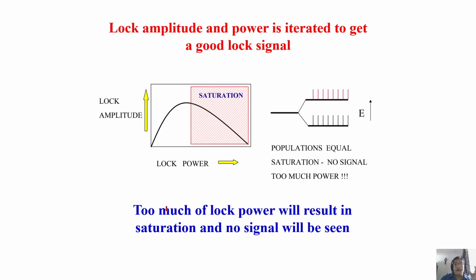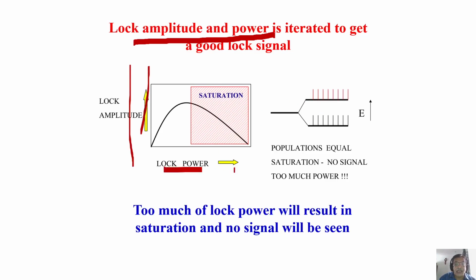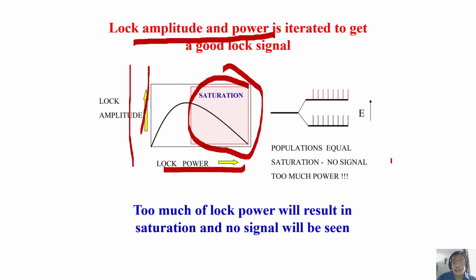All right. Now let us continue further. Remember, when you are locking the signal, lock amplitude and lock power are very important. These two parameters have to be iterated so that you get a good lock signal, and then after locking you have to ensure your signal will not get saturated. If you have higher lock amplitude or higher lock power, it may so happen that you are saturating. That means the spin populations of this deuterium signal are equal. You will not see the signal.